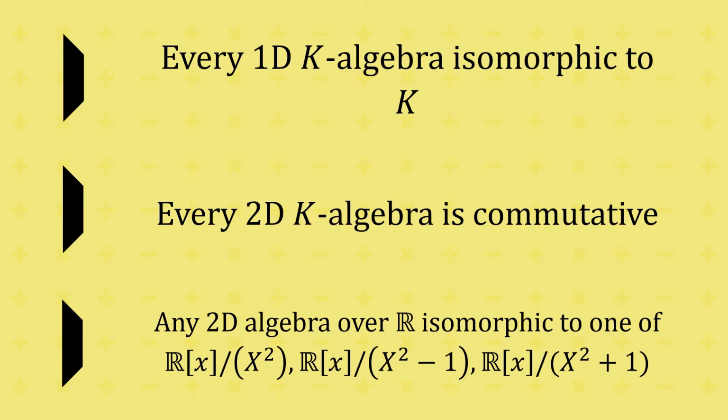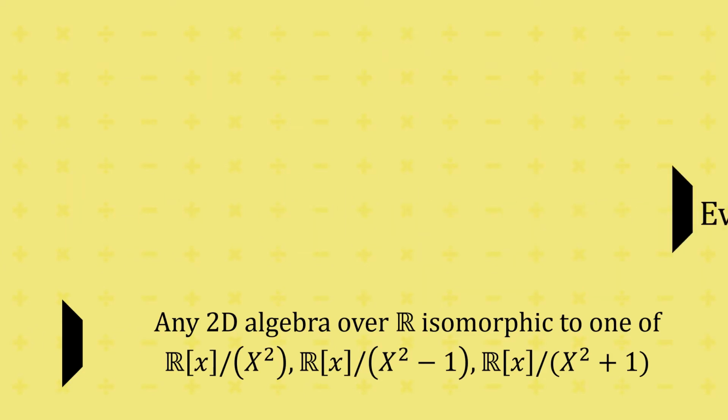Also, any two-dimensional algebra over the real numbers is isomorphic to precisely one of: the real numbers adjoin x over the ideal generated by x squared, the real numbers adjoin x over the ideal generated by x squared minus 1, or the real numbers adjoin x over the ideal generated by x squared plus 1.